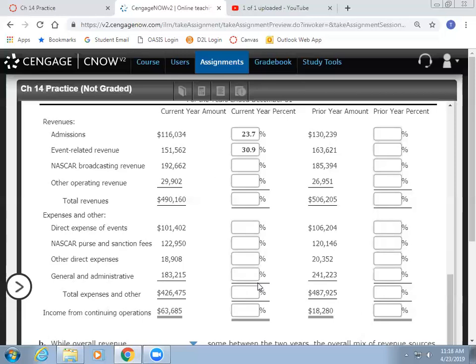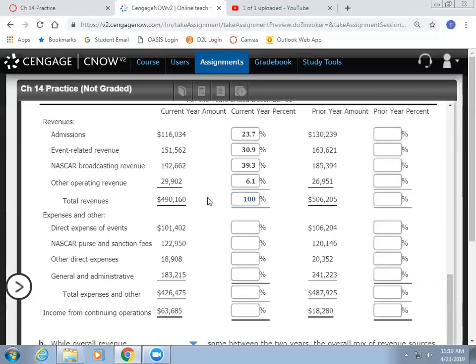We don't have to do all of them. I'll give you some. We don't want to spend all of our time dividing, right? But let's do one more. NASCAR broadcasting revenue, what's its percent to total revenues? 39.3, perfect. And then other operating revenue is going to be 6.1. Same thing, taking your 29,902 divided by total revenues. And total revenues divided by total revenues is going to be 100%.